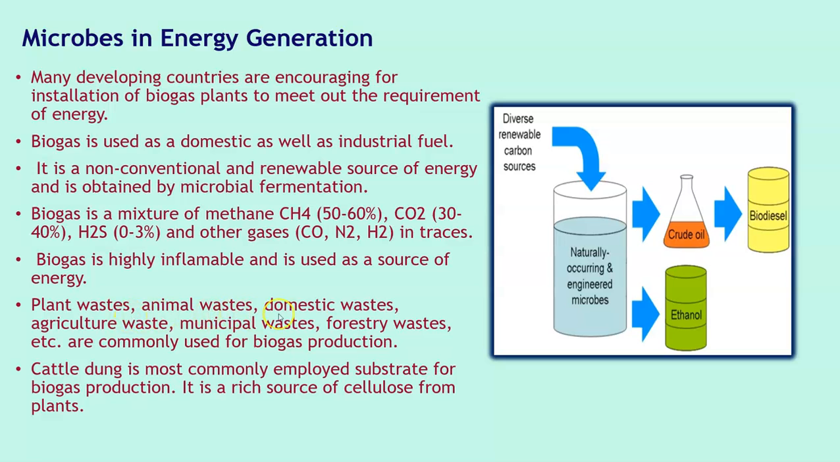Plant waste, animal waste, domestic waste, agricultural waste, municipal waste, forest waste, etc. are commonly used for biogas production. Cattle dung is the most commonly employed substrate for biogas production. It is a rich source of cellulose from the plants. So we know that biogas is a renewable source of energy.